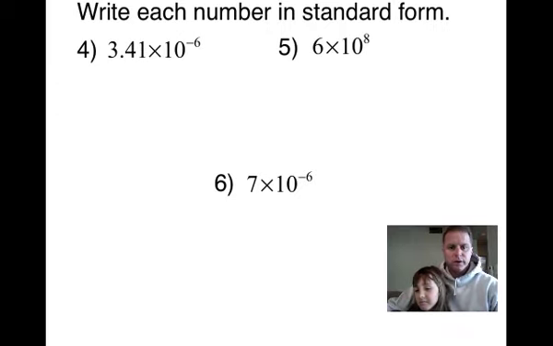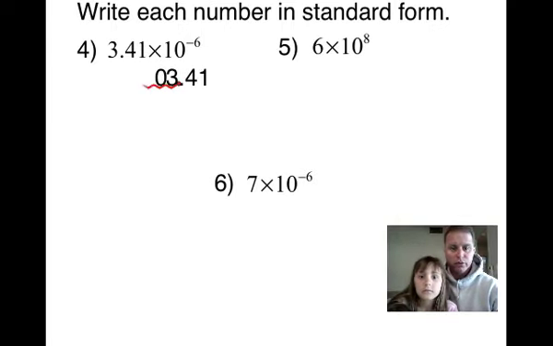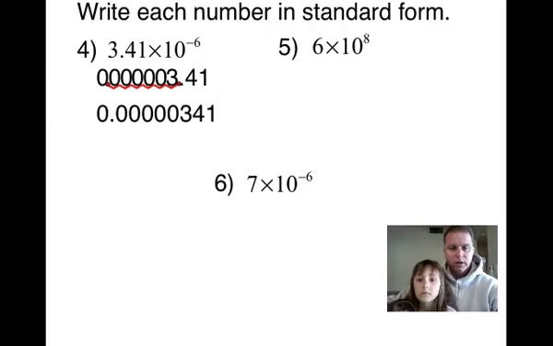Alright, so for this one, since we have a -6 as our exponent, that means it's a small number, so we need to move the decimal to the left. How many spots are we going to move it, Gabby? 6. Good job. The exponent tells you how far to move it. So if you see that negative, think small number, and think moving to the left and 6 spots. So we're going to move 1, 2, 3, 4, 5, 6. Remember, we're adding zeros. So that gives us 0.00000341.